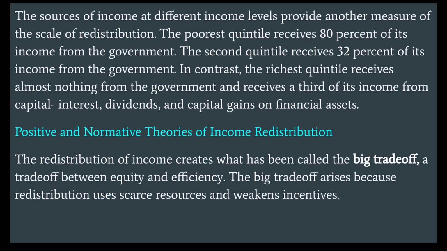Positive and normative theories of income distribution. The redistribution of income creates what has been called the big trade-off, a trade-off between equity and efficiency. The big trade-off arises because redistribution uses scarce resources and weakens incentives.